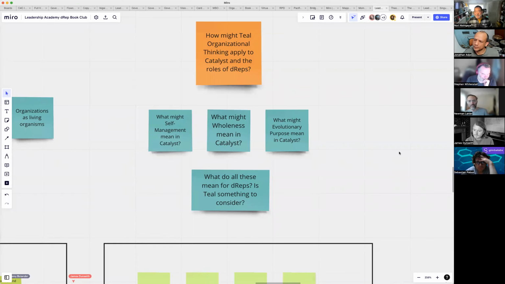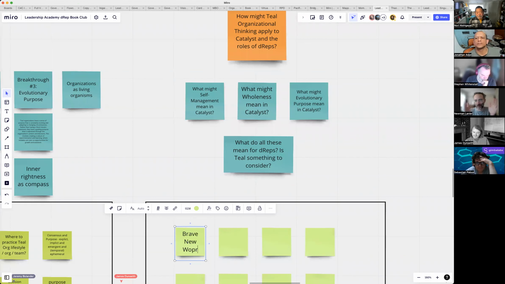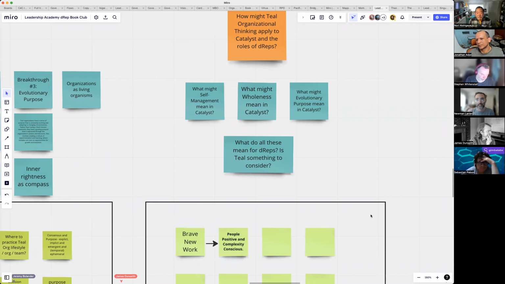I'll jump in. I'd love to talk. dReps seem to be complexity conscious, whereas an older-style representative has a term limit, like four years, the staticness of the delegation. But when there's a dynamic delegation that can happen at any time, it feels to me like the system itself is complexity conscious, because it understands that there's not just blocks. Like in the United States right now, there's just Republican and Democrat, red or blue. There's not a lot of complexity consciousness. So maybe that is one of those things that's baked into the new dRep Catalyst thing.